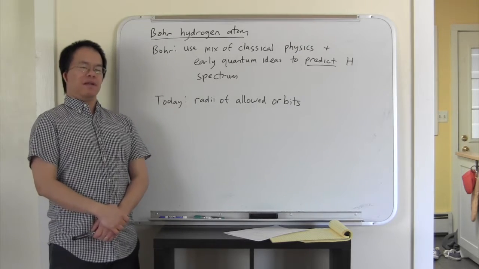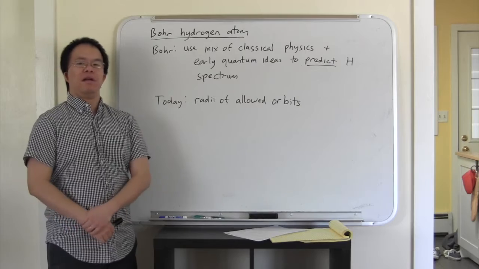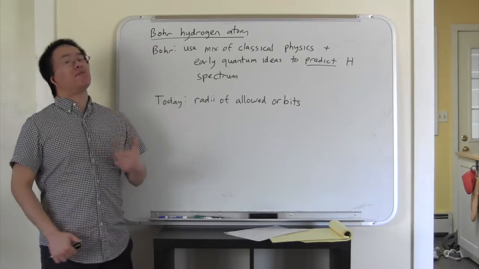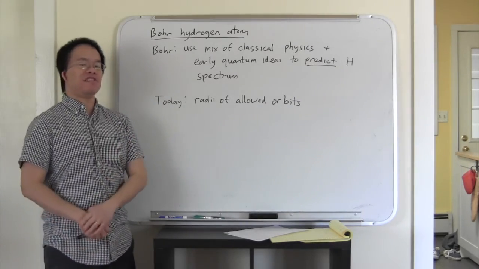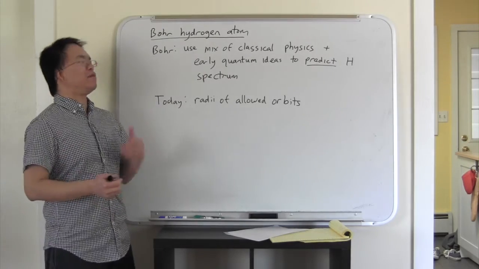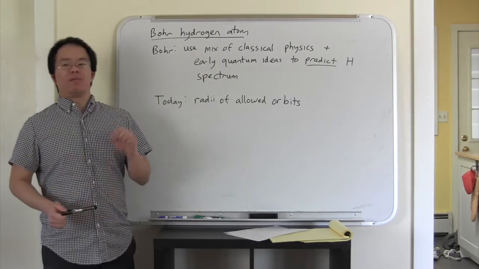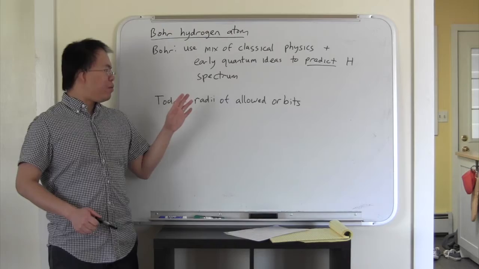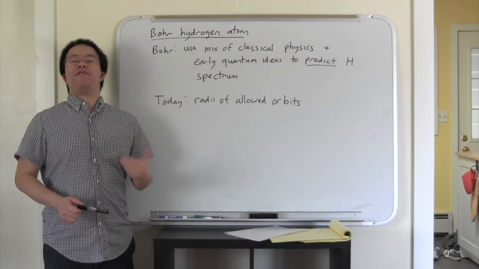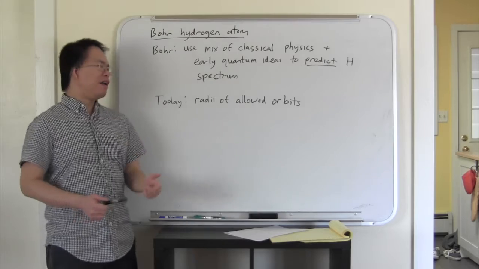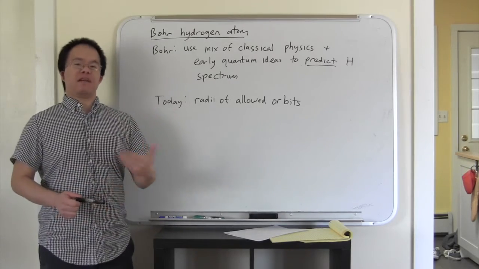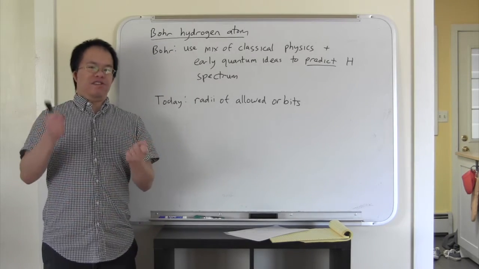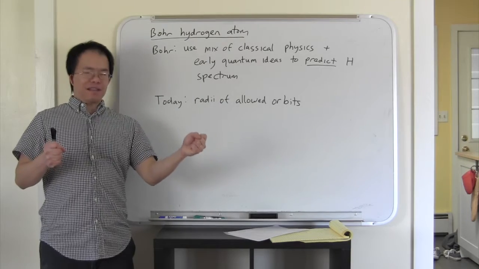A pressing experimental and theoretical challenge at around the turn of the 20th century was to try to understand atomic spectra. And Niels Bohr was able to use a mixture of classical physics and some early quantum ideas to predict the hydrogen spectrum. We're going to start to follow some of that logic today. We'll focus for today on being able to predict the radii of the allowed orbits. And then when we come back on Friday, we'll close the loop and finish predicting what the spectrum would be. So hydrogen, as you may know, is a proton and an electron.